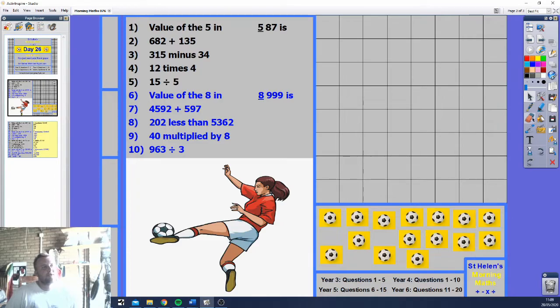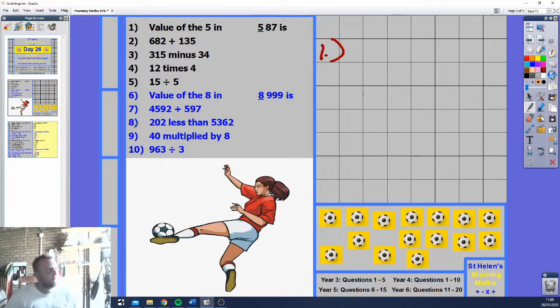So, we'll start with the year 3 questions. Now, I'm going to number them today. I keep forgetting to number them, so we're going to number them, number 1. I'm going to use my actual mouse, because the pen size is either too big or too small for some reason. Let's see if this works. That's much better, isn't it?